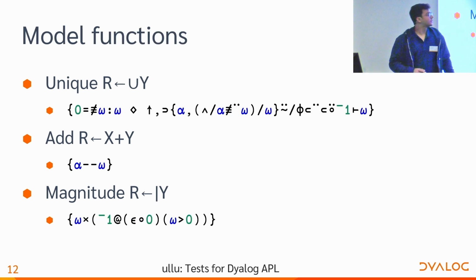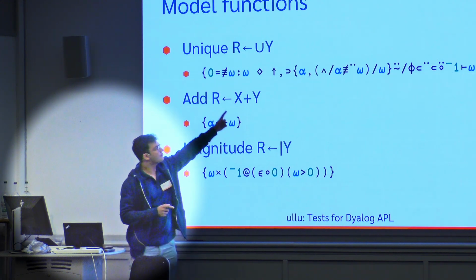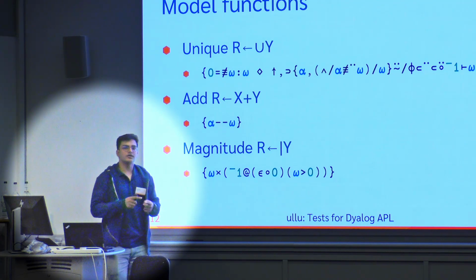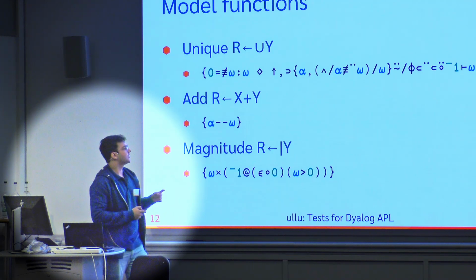With the model functions, we also have to make sure that we're not using primitives that depend on the other primitive. There could be a dependency loop with the primitives as well, so we have to look for that.